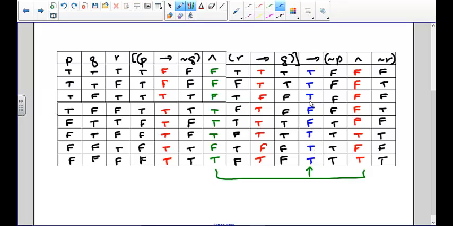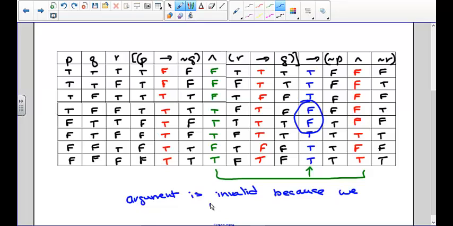So because we don't have a tautology, the argument is invalid because we don't have a tautology. Okay, so that's the example. So just because you understand this example doesn't mean you can just copy this down and say, oh well, I can use this, because if you don't understand the procedure, you're out of luck.